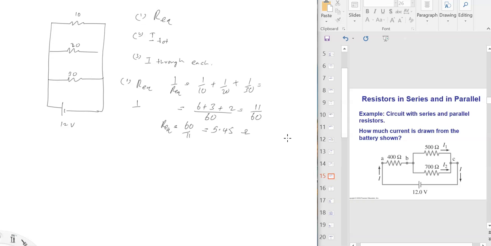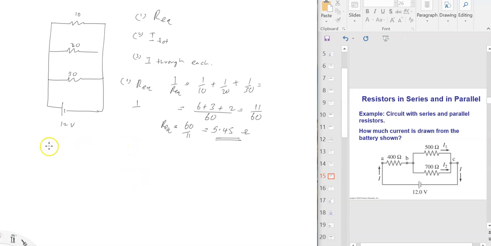So another thing to remember, when resistors are parallel, the total resistance is less than the smallest resistor. Here the smallest is 10. We have a total of 5.45, which is smaller than the smallest. If the resistors are in series, the total resistance is bigger than the biggest resistor. In the previous example, the biggest was 30. Our total was 60. Okay, so these are some little things to remember.